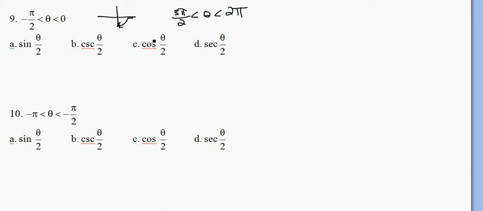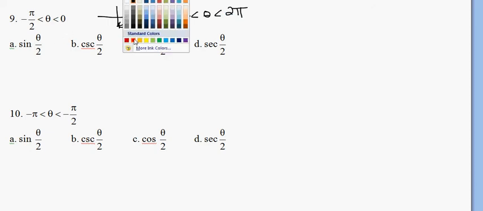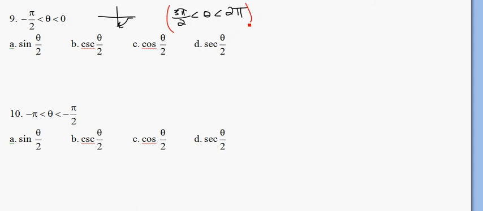So now since I'm doing half angle calculations, I need to multiply all three of them by a half. So that gives me 3 pi over 4, pi, theta over 2 less than pi. Still in the second quadrant, so that makes half angle sine positive, half angle cosecant positive, and these two would be negative.